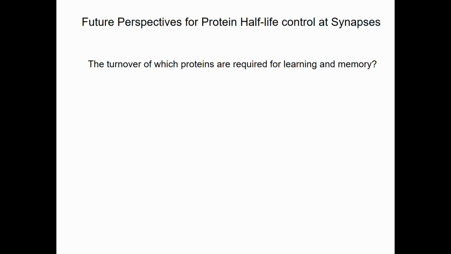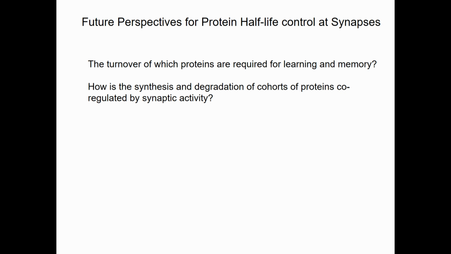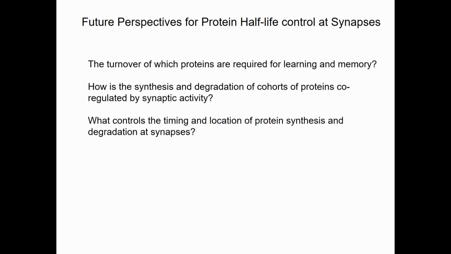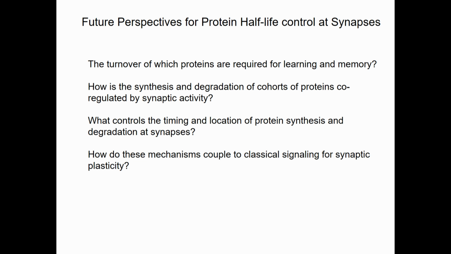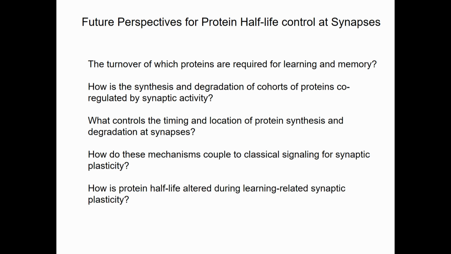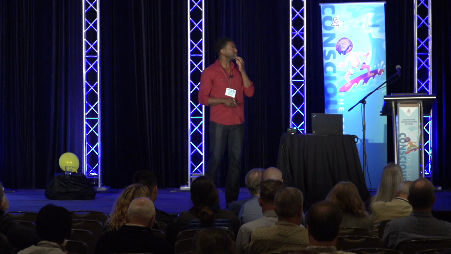For instance, the turnover of which proteins are required for learning and memory? How is the synthesis and degradation of cohorts of proteins co-regulated by synaptic activity? What controls the timing and location of synthesis and degradation at synapses? And how do these mechanisms couple to classical signaling for synaptic plasticity? And lastly, how is protein half-life altered during learning-related synaptic plasticity?